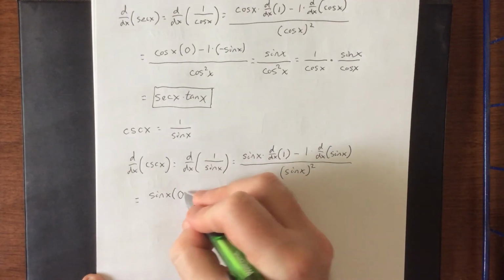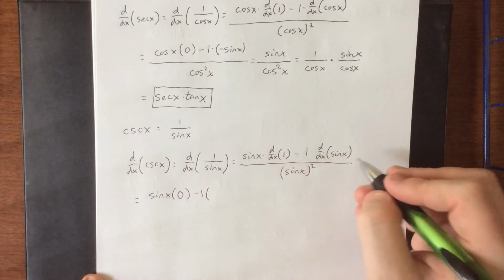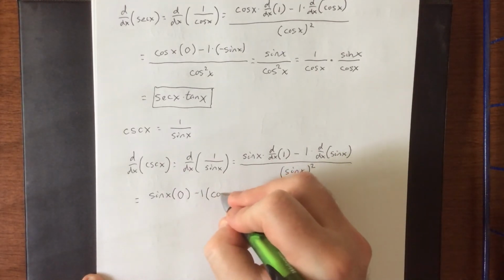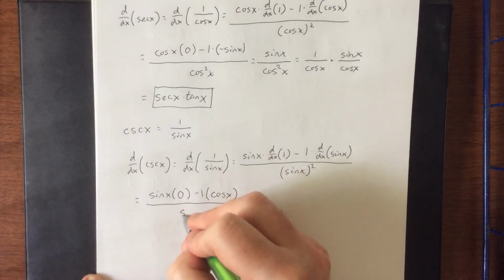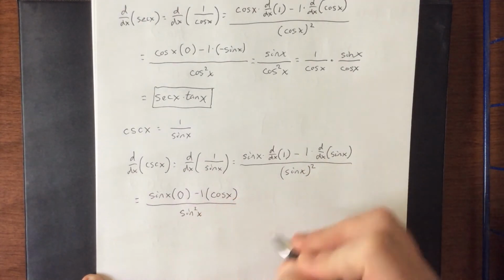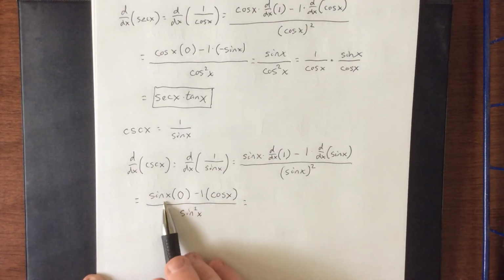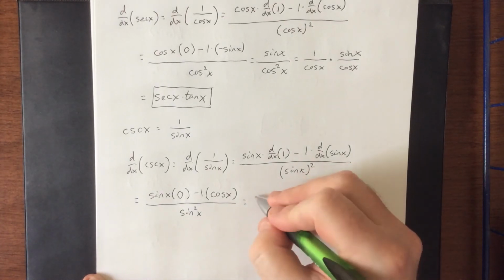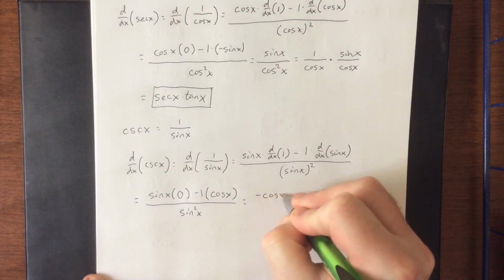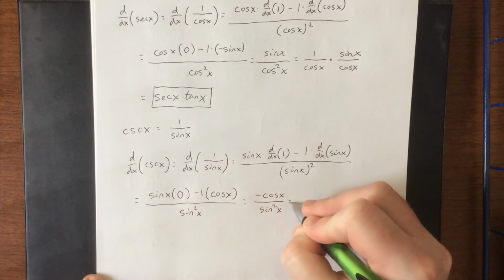1 is a constant. Derivative will be 0. Minus 1 times the derivative of sine of x would be cosine of x, all over the sine squared of x. Simplifying this as much as possible, the first term in the numerator, sine of x times 0, will become 0. That negative sign does stick around though. So this will be the negative cosine of x divided by the sine squared of x.